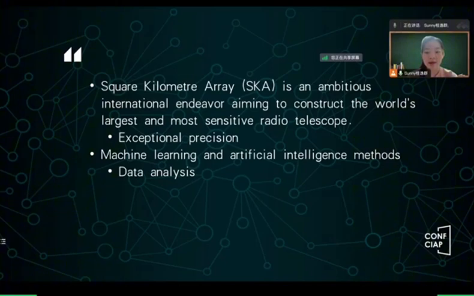And the second is about computer science related to machine learning and artificial intelligence methods. For example, scientists can use the computer to do data analysis, which is very important for the advanced development of 21 centimeter radio astronomy.